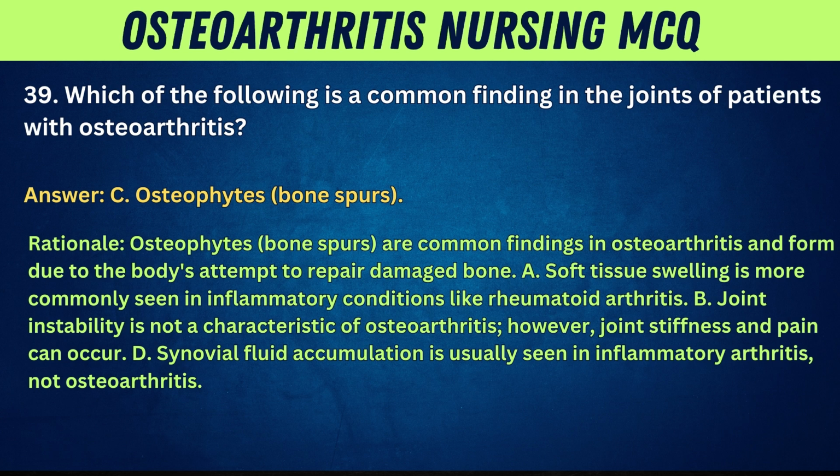repair damaged bone. A. Soft tissue swelling is more commonly seen in inflammatory conditions like rheumatoid arthritis. B. Joint instability is not a characteristic of osteoarthritis. However, joint stiffness and pain can occur. D. Synovial fluid accumulation is usually seen in inflammatory arthritis, not osteoarthritis.